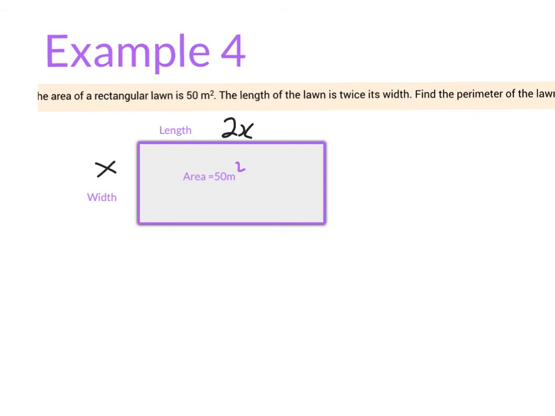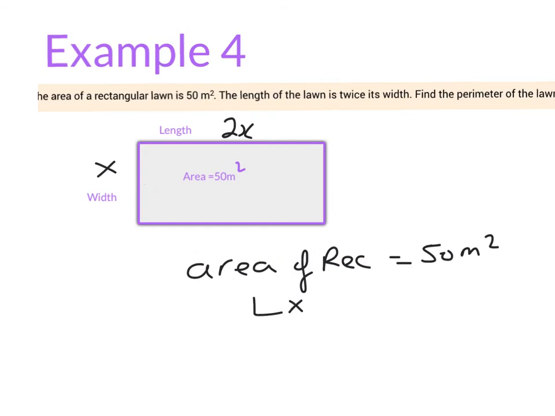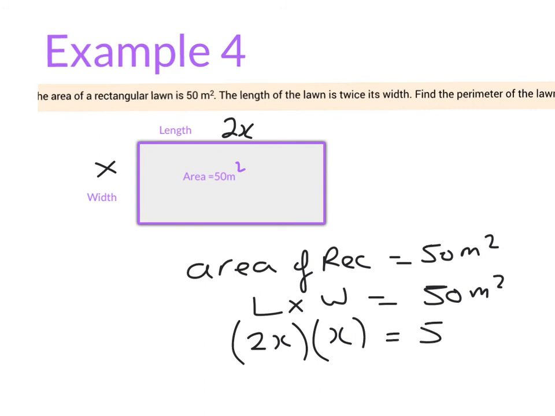Now, let's write down what we know. We know the area of the rectangle equals 50 metres squared. Do I have a formula for area of a rectangle? You learned it back in primary school. Length multiplied by width equals 50 metres squared. So step 1, write down your formula. Step 2, fill in what we know. 2x, and I'm going to use my brackets here, multiplied by x equals 50 metres squared.